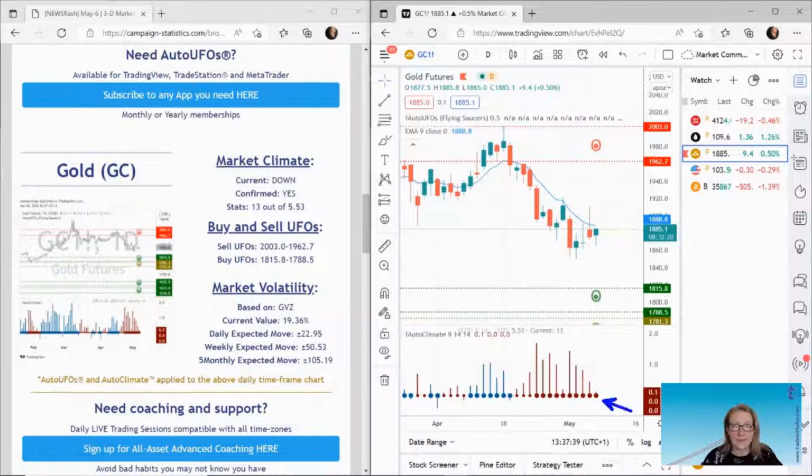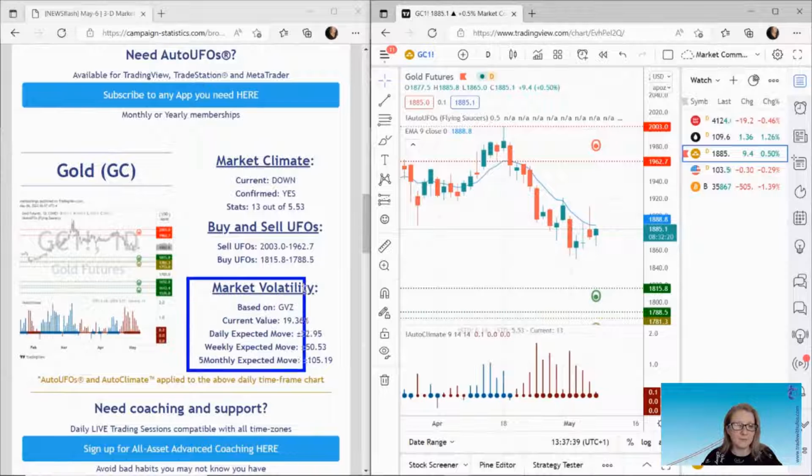Okay, gold, thick red dot, probability downwards. Now, we have gone further to the downside than we usually would, meaning we've been going down for longer than we usually would, but still probability to the downside for now. Current price is here. We have buyers down here at 1815.8 to 1788.5, and we have sellers up here at 2003 to 1962.7. So basically, unlikely that either stacks of buyers or sellers will affect us today. Current price is too far from them. So the probability is coming to the downside, coming from the climate.